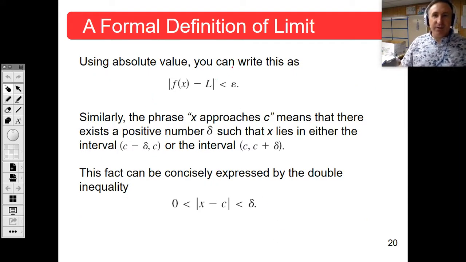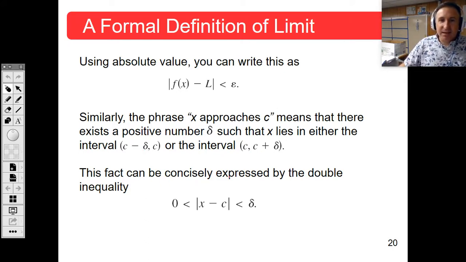Using the absolute value, you can write this as the absolute value of f of x minus L. This is like y minus, this is a y value for the function everywhere, minus that specific y value is less than epsilon, the difference between those. Similarly, the phrase x approaches c means that there exists a positive number delta such that x lies in either of the intervals, either to the left or the right of that value.